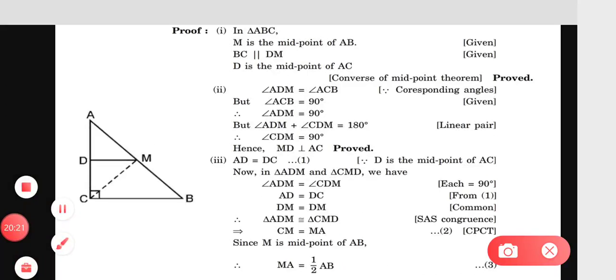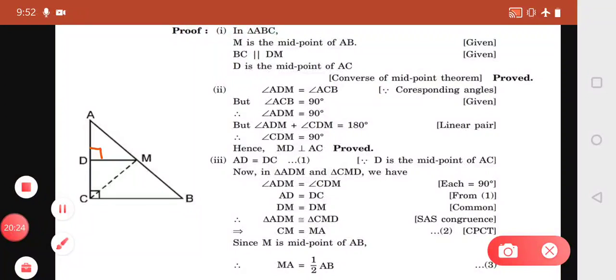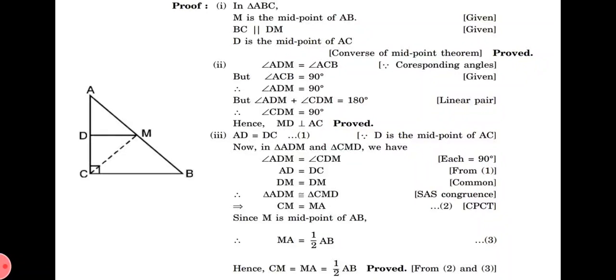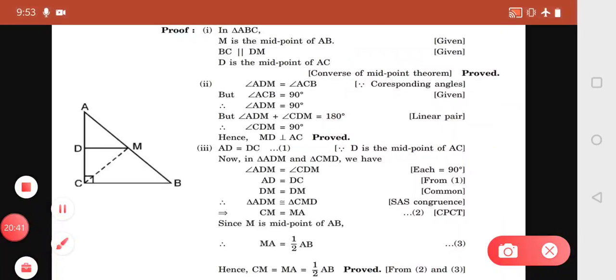Also, we know that when we add angle ADM and angle CDM, it is 180 degrees. Why? Because they make a linear pair. So from that we get angle CDM equal to 90 degrees, because it is already given that angle ADM is 90 degrees. So here we get 90 degrees plus CDM equal to 180 degrees. Now as both are 90 degrees, we get that MD is perpendicular to AC.